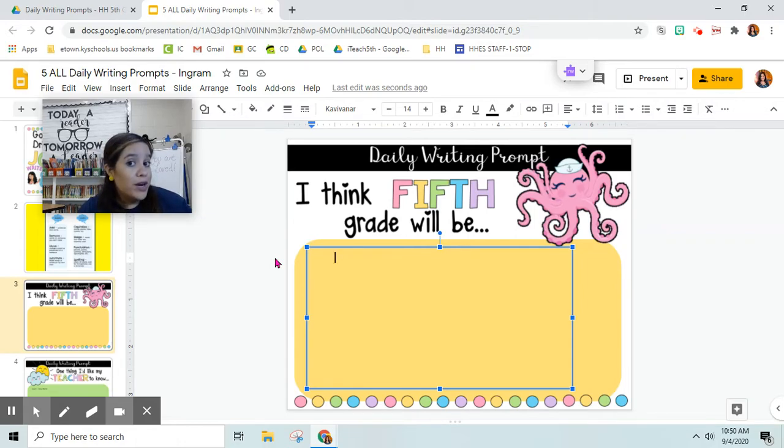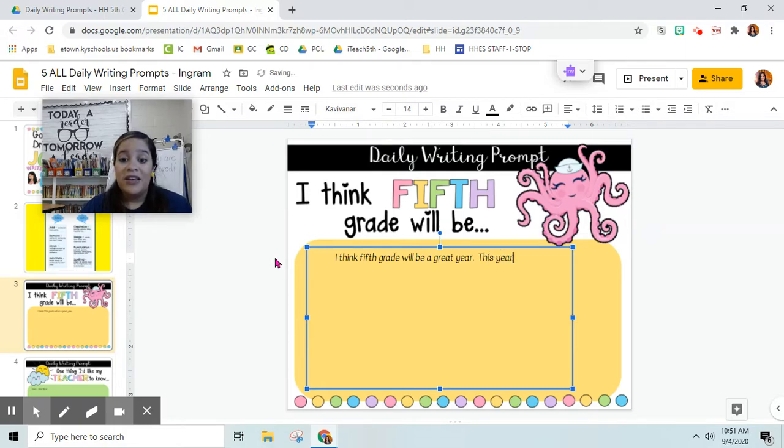So you would write something like, I think fifth grade will be a great year, or whatever you want to write. This introduces the idea to my paragraph. I have to have 5 to 8 complete sentences. So the following sentences have to support my idea. Why do you think that fifth grade will be a great year?